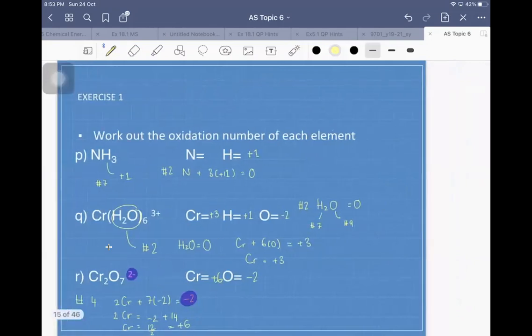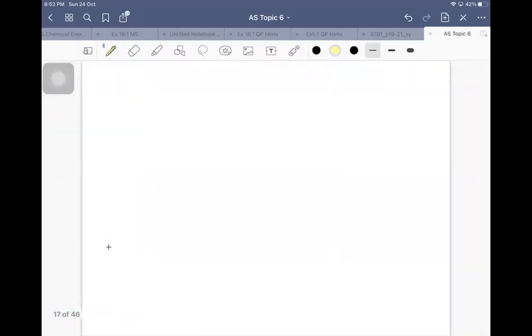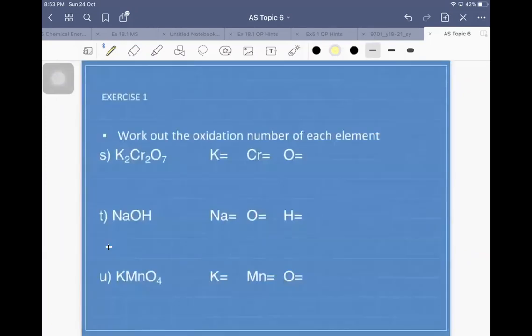Okay, do we still have a lot more? Potassium dichromate is the same. Try breaking this down into K plus and Cr2O7 2 minus. Okay, so I will let you work that out for yourself. Again, sodium hydroxide, Na plus and OH minus. Potassium manganate, K plus and MnO4 minus. So you work it out.